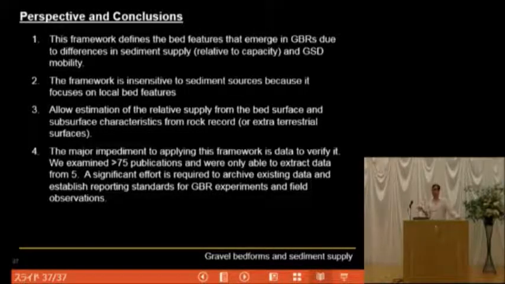And so we're doing that. We have to do that now. But I think one of the dangers we face is there's also all these great experiments that have been done over the last 50 years, pushed forward largely by this conference in gravel bed rivers, and that data is not archived.